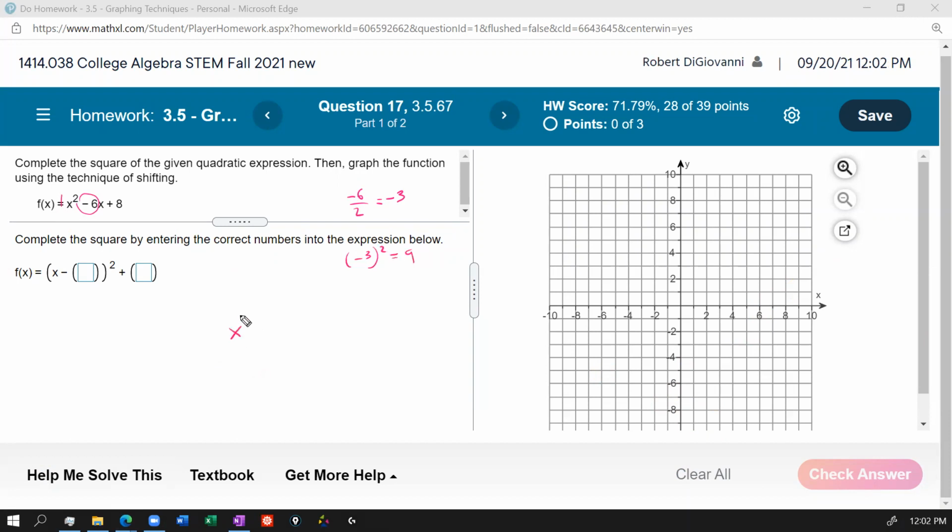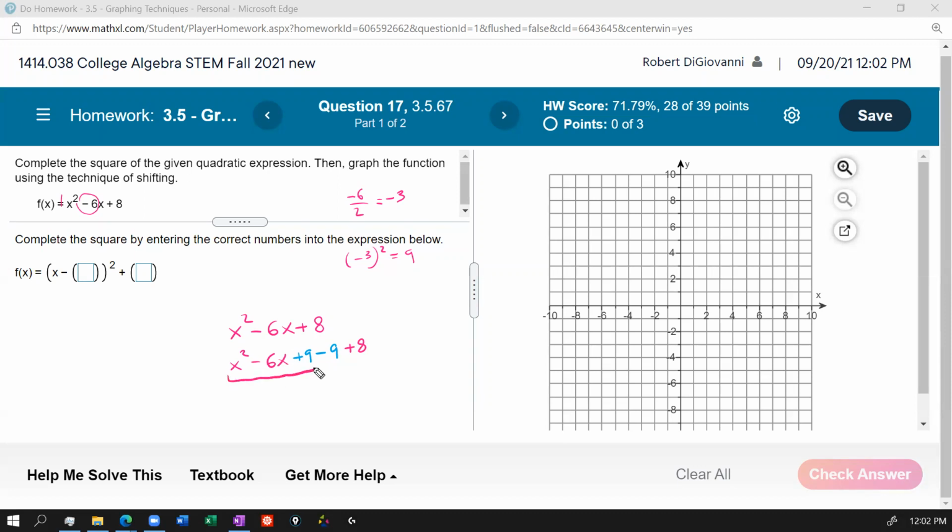And now the important step, we take x squared minus 6x plus 8, and we rewrite it as x squared minus 6x. And then here's the important part. Here, we're going to add that 9 that we just got and subtract that 9 at the same time. And then we'll add the 8. So we're really adding nothing to this problem.